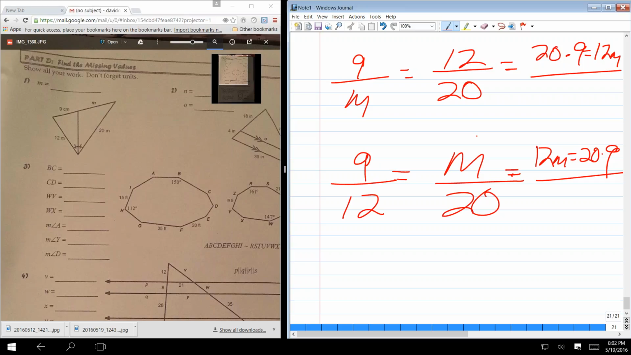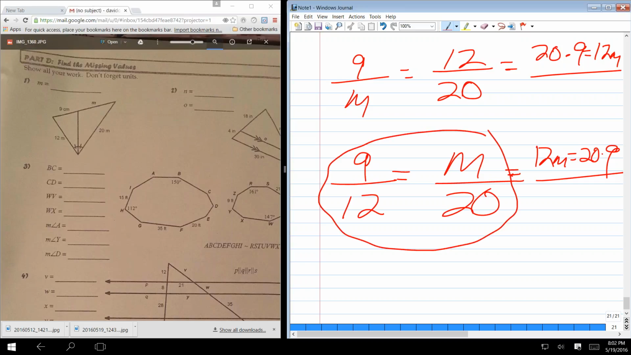This might be the preferred way, I suppose, for no other reason than the variable is in the numerator. I know m has to be 15. If I solve this equation, I get m equals 15.